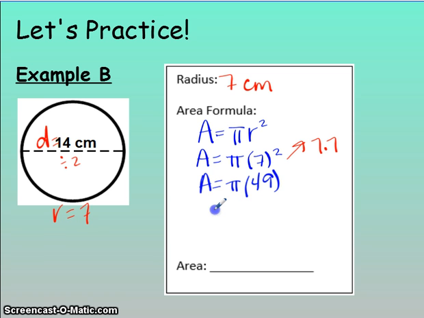Okay, now I want to rewrite it. Remember, you want the number in front always. The number should always come before the symbol. So your first answer is 49 pi centimeters squared. Remember to put the units on it. So here is the first answer. Second answer, you need to multiply it out.